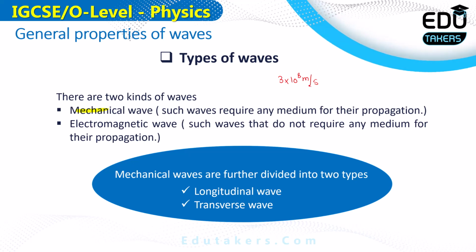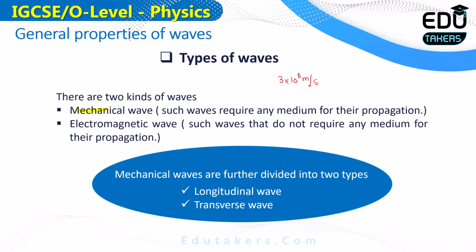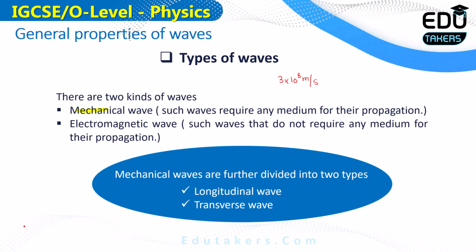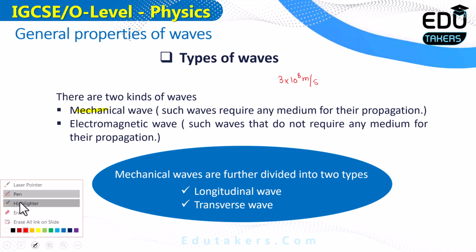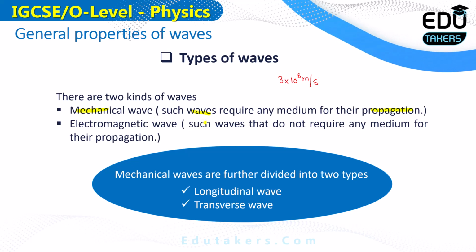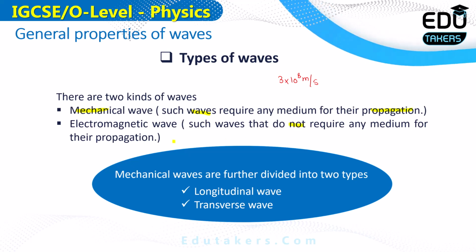Even if the medium is changed, for example if the electromagnetic waves go through vacuum as well as air, the speed is the same. So the electromagnetic wave is independent of the medium. You can see here the difference between the mechanical wave and the electromagnetic wave. Mechanical waves require a medium for their propagation, but electromagnetic waves do not.